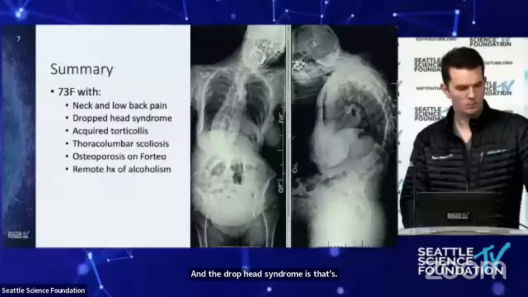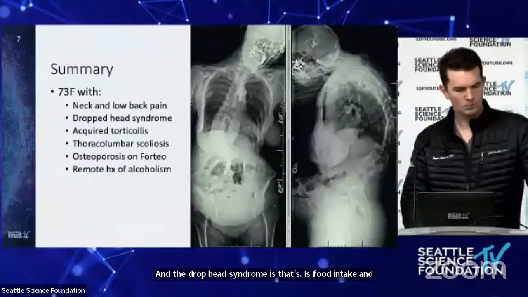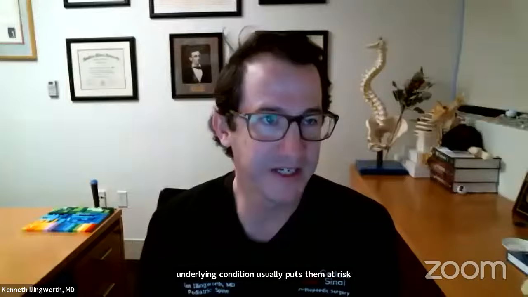So her neck was the main problem. Is that a problem for your kids also? With cervical deformities and dropped head syndrome, are food intake and aspiration a clinical manifestation? The easy answer is yes. However, the kids I treat who have those conditions usually have some type of underlying neuromuscular or syndromic condition. We don't see idiopathic patients who develop severe kyphosis or cervical deformity. Their underlying condition usually puts them at risk for aspiration and difficulties with swallowing at baseline. So certainly we see it, but it's usually in the context of an underlying medical condition, which is more likely the cause of it.